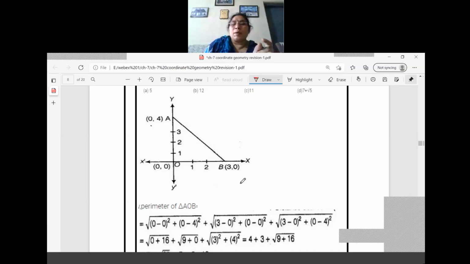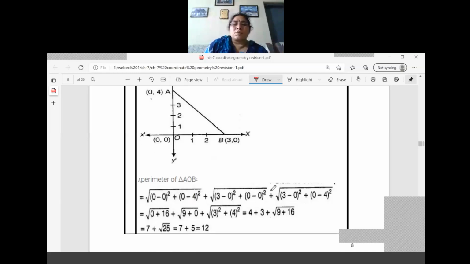Now what happens to the AB? For AB we have to use the distance formula. All the three are shown there, so nothing to worry about that one. We can go for it directly also.